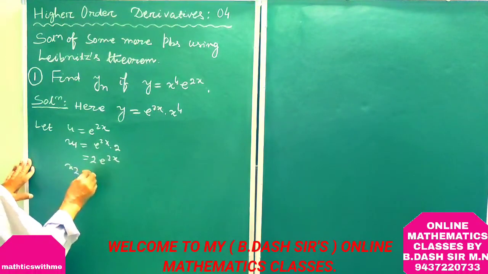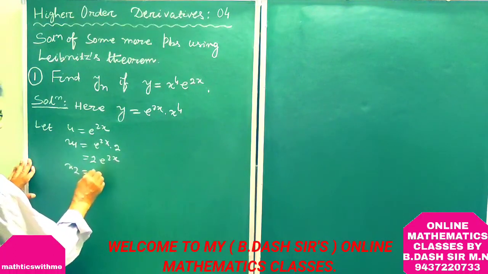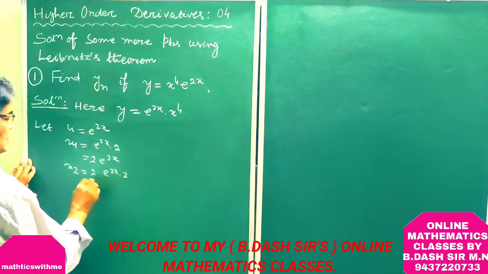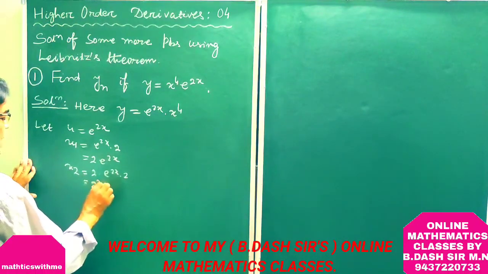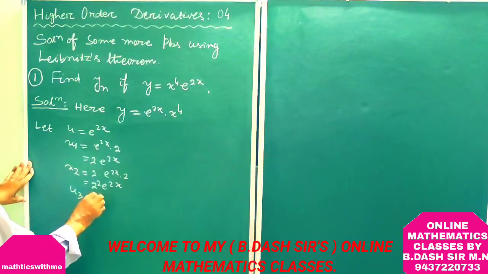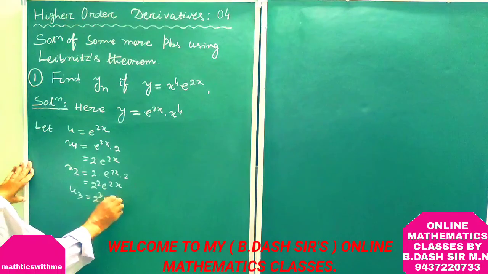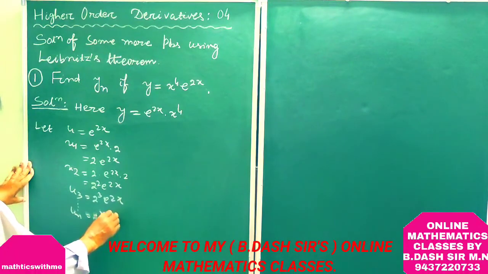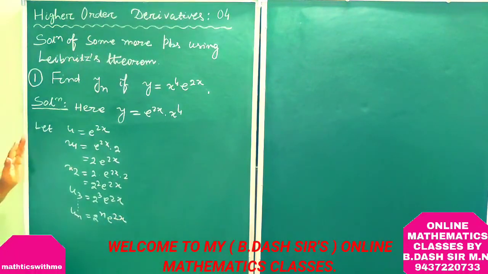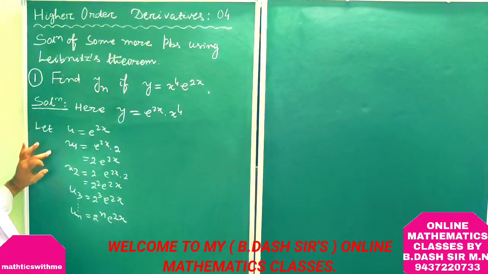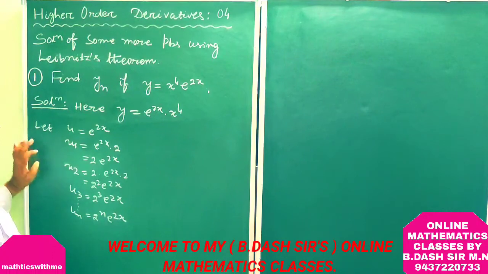u2 is equal to 2 into e to the power 2x, derivative of 2x is 2, so this is 2 square e to the power 2x. u3 is equal to 2 cube e to the power 2x. In this way, un is equal to 2 to the power n e to the power 2x. So here u is equal to e to the power 2x. We have got the value of u1, u2, u3 up to un.